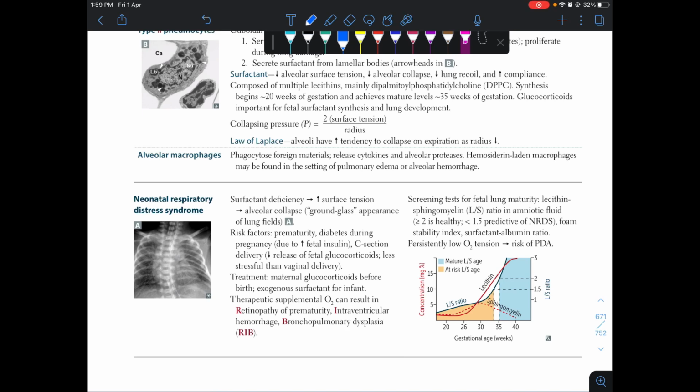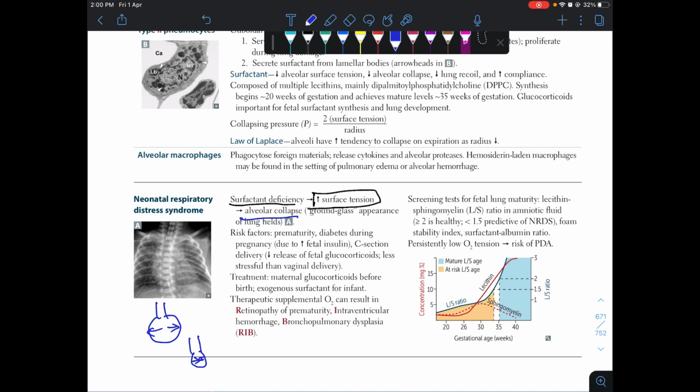Now let's study neonatal respiratory distress syndrome. As we know, around the 28th week of development of the fetus, there will be production of surfactant from the type 2 pneumocytes. But in a premature baby, or due to any condition where there is surfactant deficiency, there will be an increase in the surface tension. As we know, for alveoli to remain open, there should be enough surfactant to keep them open. But in surfactant deficiency, these alveoli will always tend to close due to surface tension.